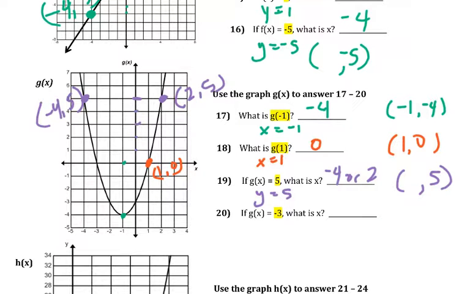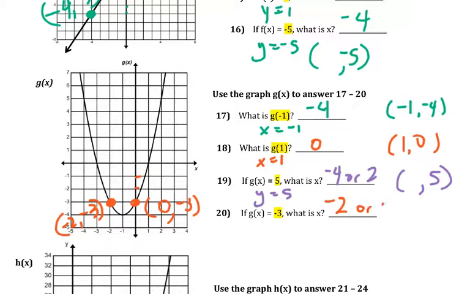And then the next one, if g of x is equal to negative 3, so again that means if y is equal to negative 3, so I'm going to go to my y-axis on negative 3, and I'm just right there. But there's also this one. That one also has a negative 3 for a y. So this one and this one too. So this first one is 0, negative 3, and the other one is negative 2, negative 3. So my answer is negative 2 or 0.